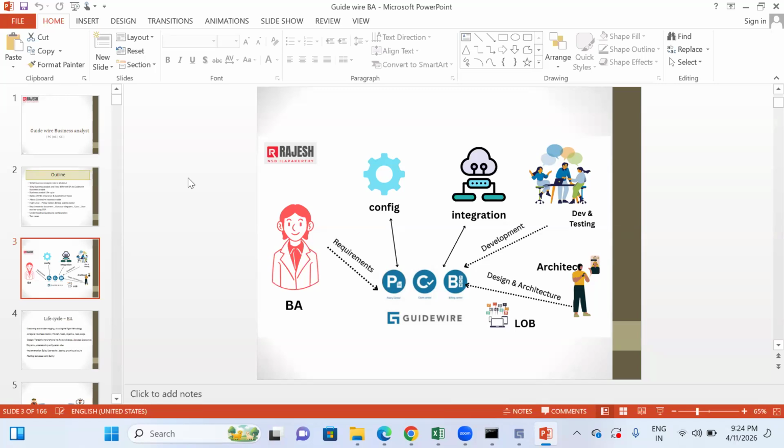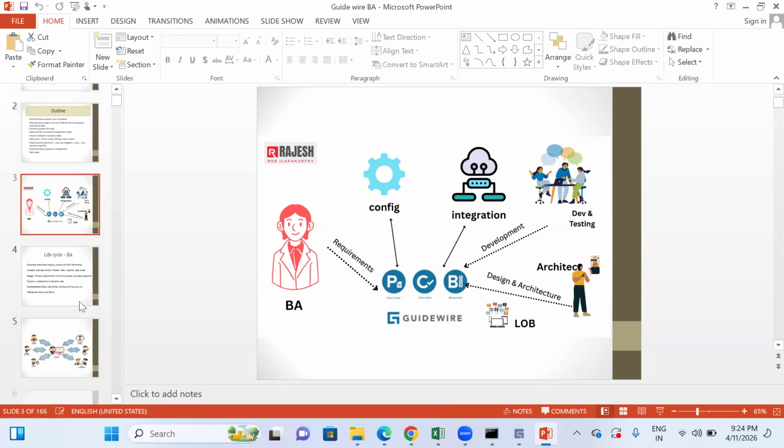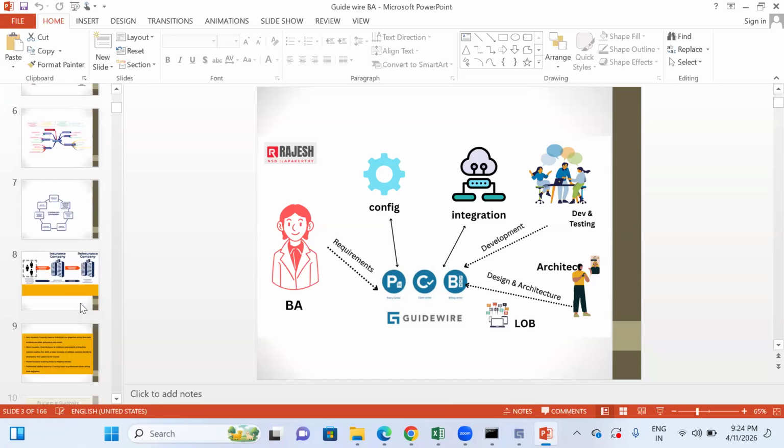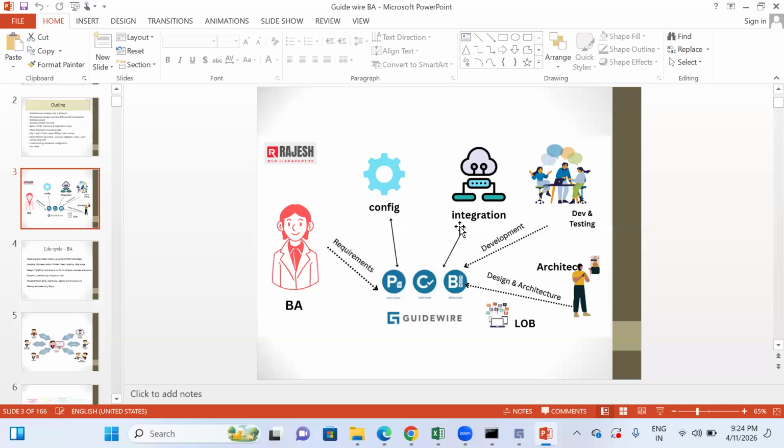Guidewire's advantages are a few. Generally, these are the three different modules you can see: PolicyCenter, BillingCenter, and ClaimCenter. All three modules together are called the insurance suite, right? That is the name it was given. But when any insurance company wants to have any one module, let's say they want to transform their policy administration or policy data to Guidewire ClaimCenter, they can do it.